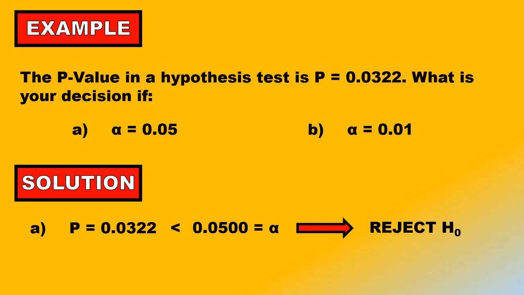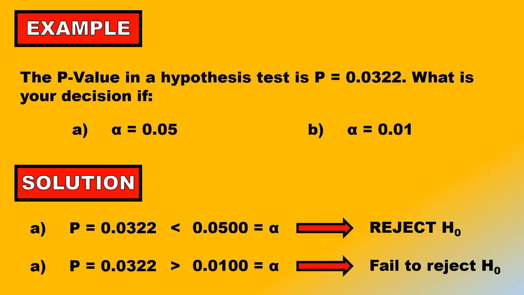For part B, we still start off with the same p-value, but now we're comparing it to alpha equals 0.01. And again, I'm putting 2 zeros at the end to make the decimals the same length. Now the 0.0322 is greater than the 0.0100. So p is greater than alpha. If p is greater than alpha, then we fail to reject h0. So that's how we use that p-value decision rule. This is basically how the end of the problem would look. We go through a process to figure out the p-value, and then this would be how we use the p-value decision rule at the end of that process.